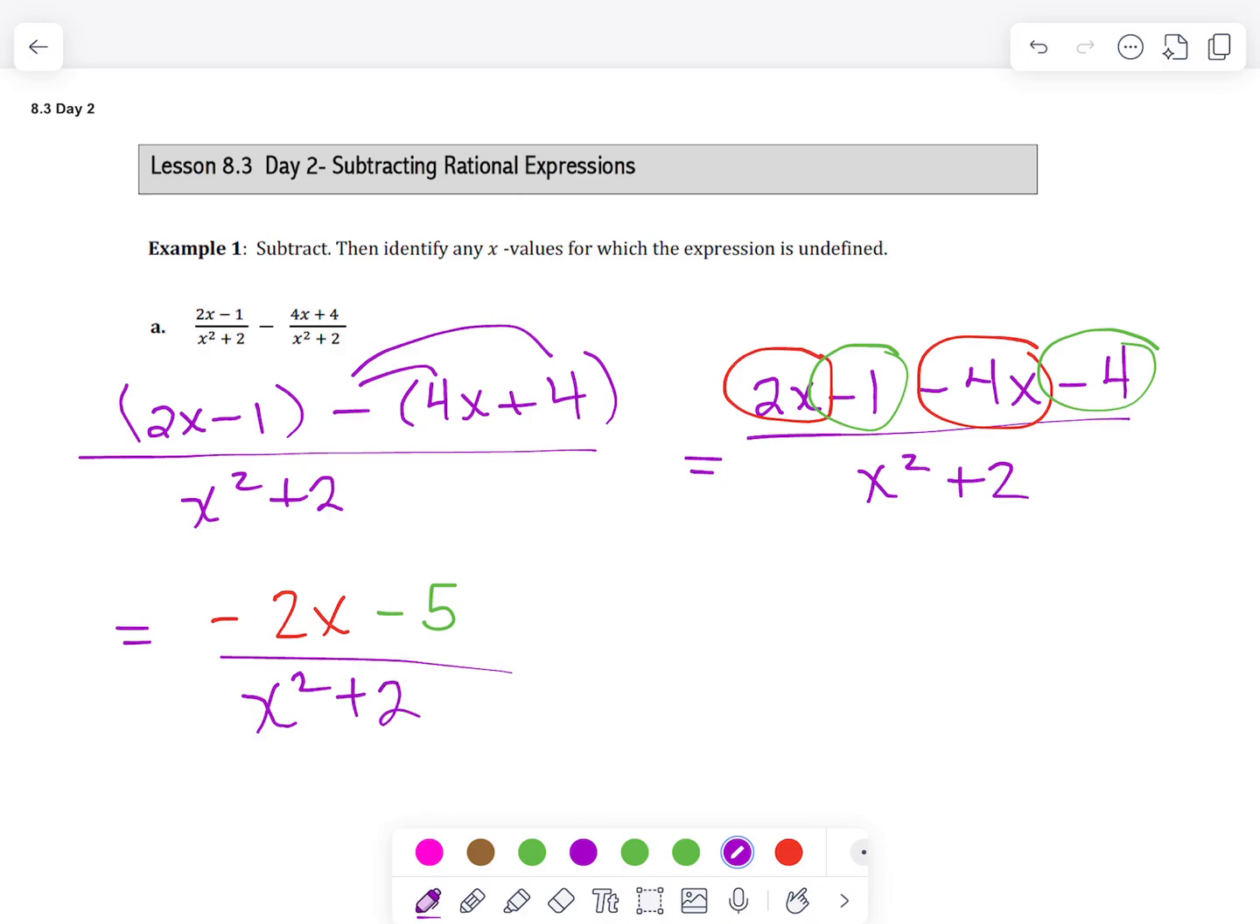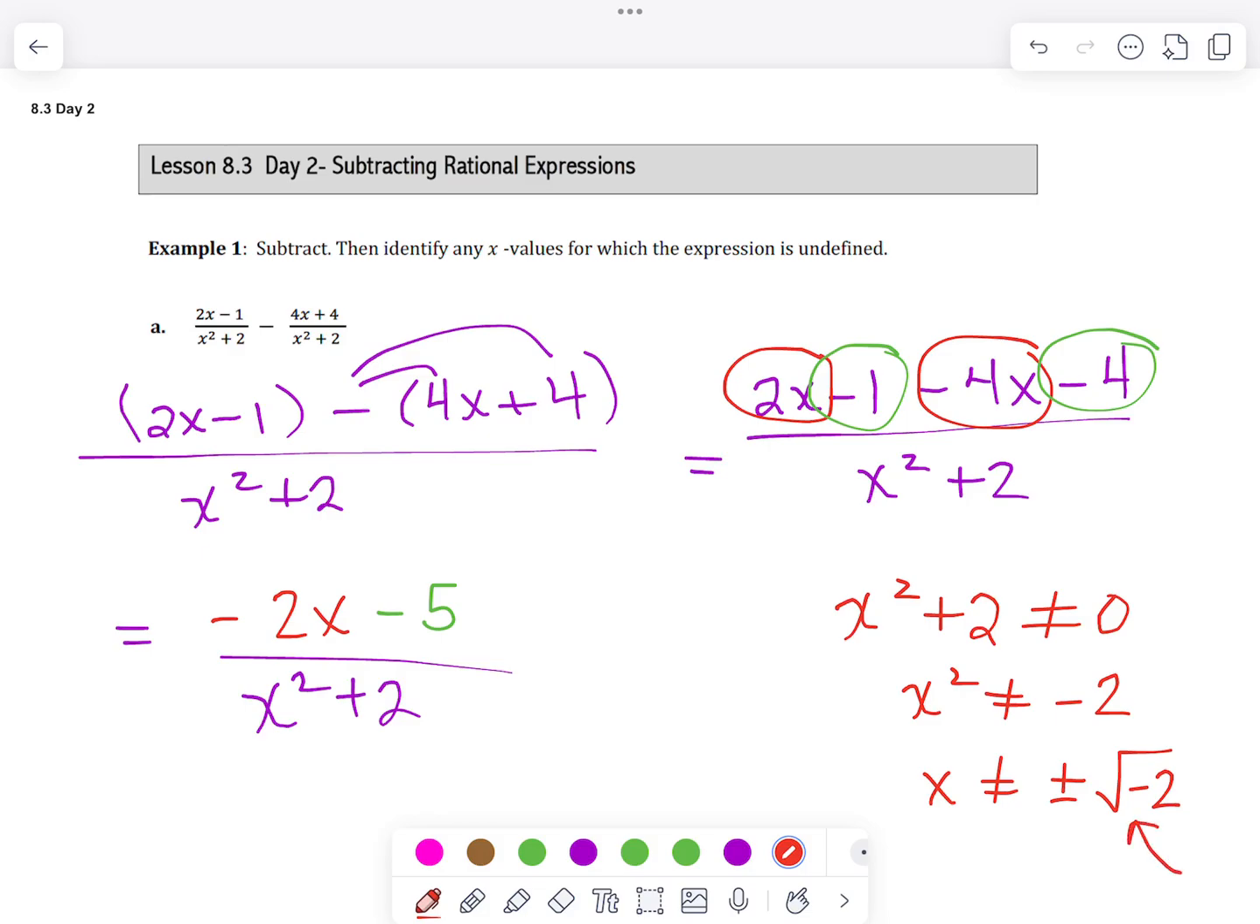And then we want to see what would make that denominator undefined. So x squared plus 2 cannot be 0. So then we solve this for x. So we subtract 2 from both sides. And then we square root both sides. And what we get is imaginary numbers. So there are no domain restrictions. We do not have to worry about any values for x which makes it undefined.